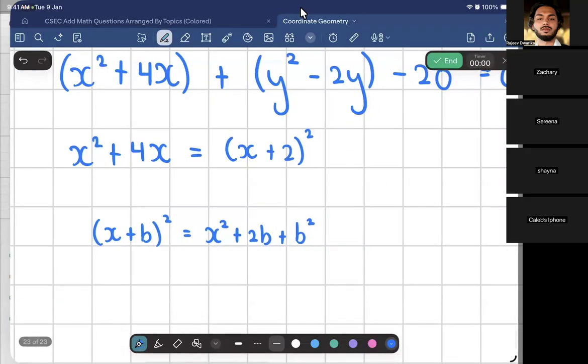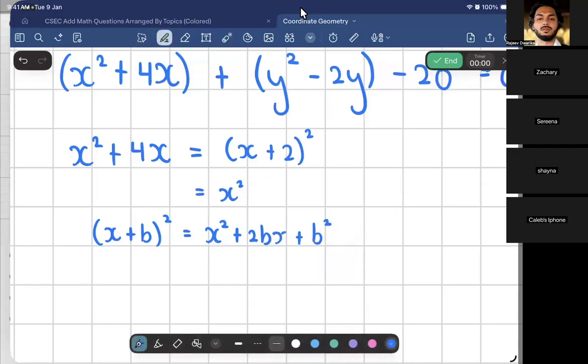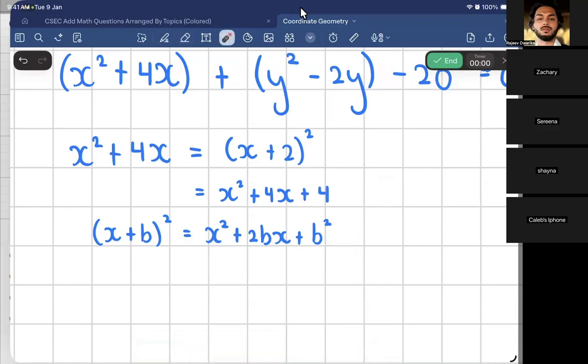So Zachary, if we use our hack, that (x plus 2) squared is actually just x squared plus what? Plus 2bx, so x squared plus 4x, plus 2 squared, which is 4. Now I have a question, Zachary. Is this equal to this?